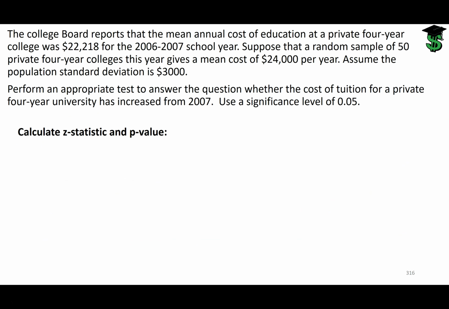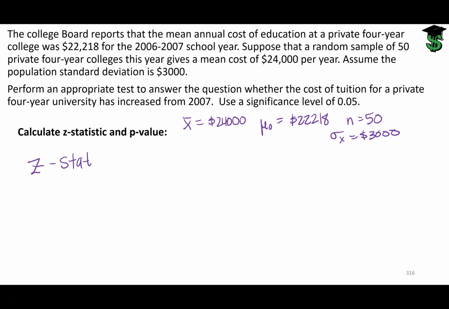Calculate my statistic and p-value. So I'm going to even write here. x bar is 24,000. Mu naught is 22,218. N is 50. Sigma of x is 3,000. So I'm going to calculate a z statistic because I met all the conditions for z procedures.